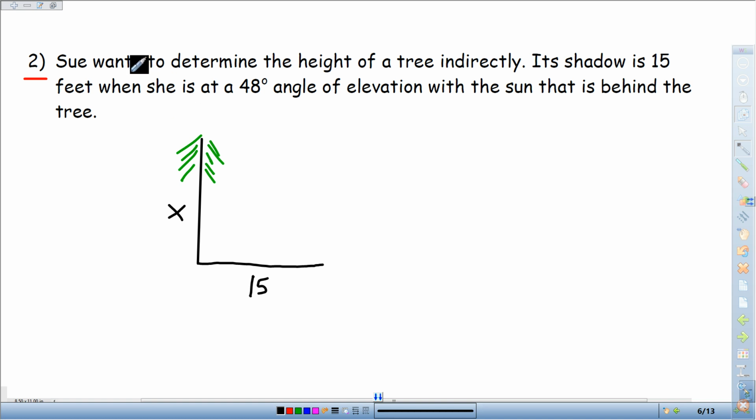Here's kind of the weird part. When Sue is at a 48-degree angle of elevation with the sun that is behind her. So angle of elevation, that's basically just an angle that's created by going up. So pretend this is Sue's sight line. Going up like that would be what she's looking at. She's looking at the top of the tree, right? And this is our angle that we need to put in, 48 degrees. Then I'll leave it up to you to go ahead and figure out the correct trig and the correct way to solve this problem. But real quick, let me get you going on one more of these. Take a look at number 3.